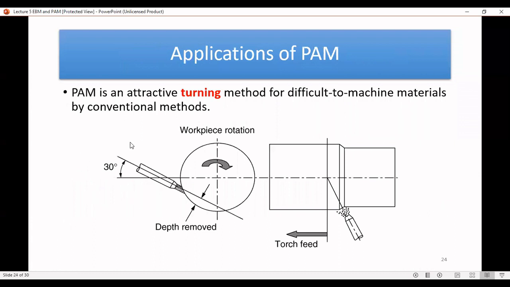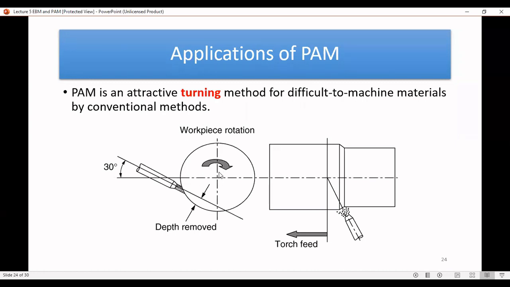Okay, some other application of PAM. Basically, PAM is an attractive turning method for materials that are difficult to machine by conventional methods. You can use PAM as a turning method, just like a turning operation. Let's say, for example, this is a workpiece. You want to reduce the diameter of this workpiece.